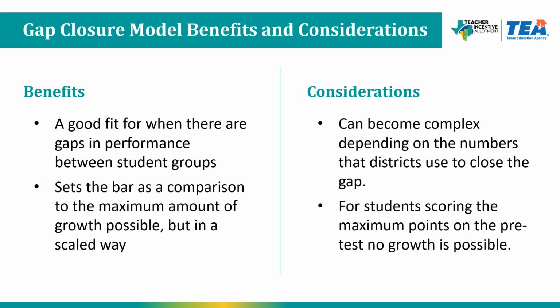The gap closure model is strongest when there are gaps in performance between student groups by allowing both the highest and lowest achieving students to show growth. It's also an easy to understand bar for students to meet and show growth in a scaled way. Districts should consider that it can be complex for some stakeholders to understand, depending on the numbers that the district uses to close the gap. Another consideration is that students who score 100% on the pretest will not be able to show growth using this method. Perhaps they would need to maintain a 100% average. This would be a local decision.